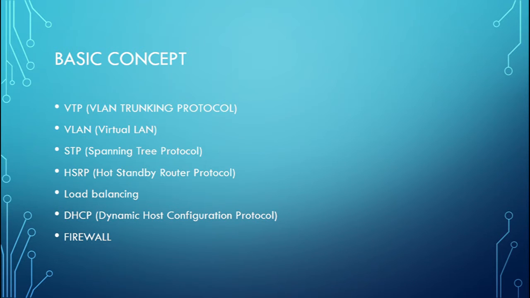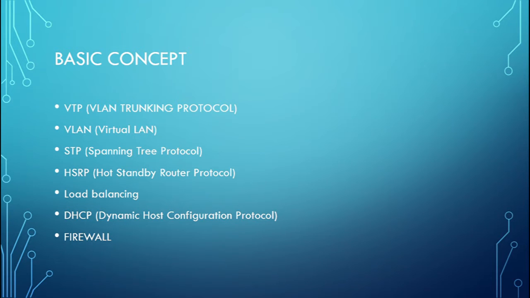The first is VTP, that is VLAN Trunking Protocol. By using this protocol, we can configure all the switches from one switch. We don't need to configure each switch individually. This is done by selecting one switch as a priority from where we can configure all the switches.